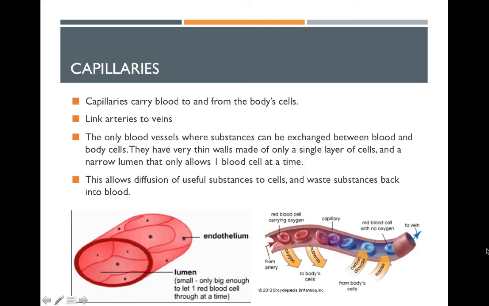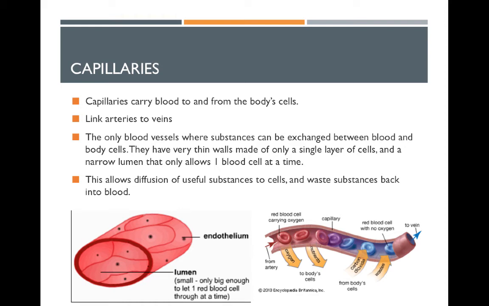Right, so now let's check out capillaries. Capillaries are what actually get the blood to and from our cells, okay? Our individual cells in our body. So capillaries link arteries and veins together, but they're actually the only blood vessels where substances can be exchanged between blood and our body cells. So they have really, really thin walls. They're only made of one single layer of cells, and it has a very narrow lumen that can only let about one blood cell travel through it at a time.